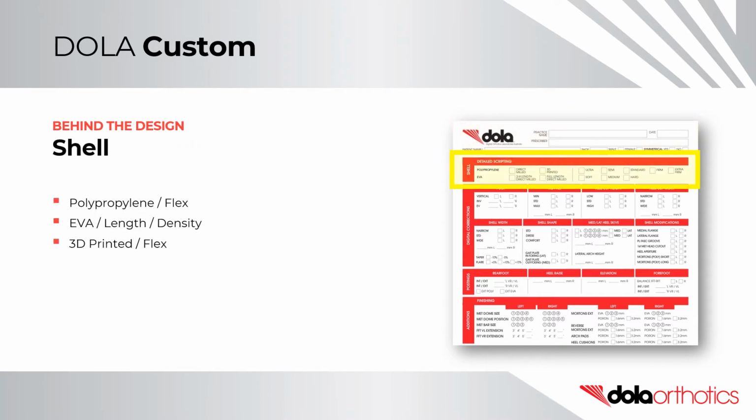Behind the design, shell type. This section of the presentation will discuss the orthotic shell options available for prescription on the DOLA Detailed Custom Prescription Form. These include polypropylene in different flexes, EVA in 3/4 length or full length in different densities, and 3D printed in different flexes.